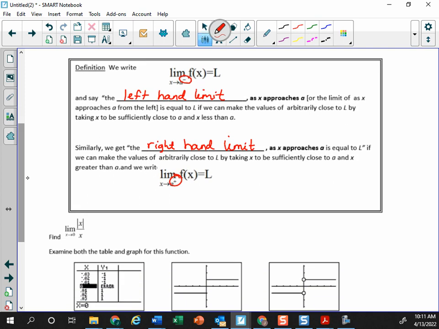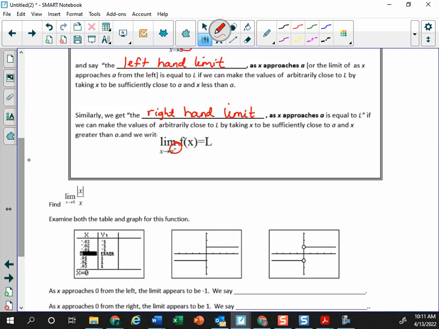So with these, you just want to pay attention to the notation. Am I asking you for a general limit, or am I asking you for a right or a left-hand limit? Okay. All right. We look at this equation here.